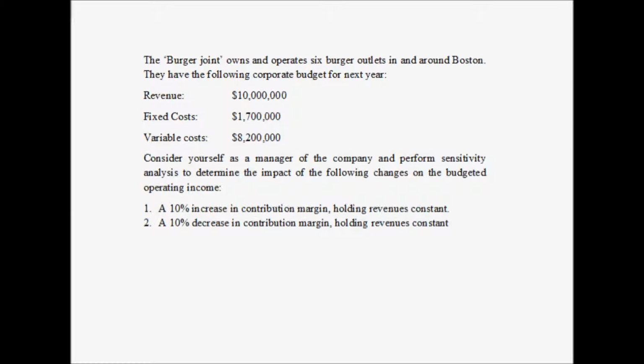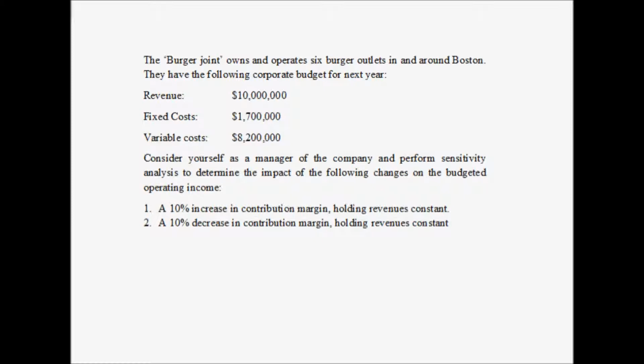Consider yourself as a manager of the company and perform sensitivity analysis to determine the impact of the following changes on the budgeted operating income. So basically, you are a manager of the company Burger Joint, which owns 6 burger outlets, and they are in the process of budgeting for their next year. They are expecting a revenue of $10 million, fixed cost of $1.7 million, and variable cost of $8.2 million.